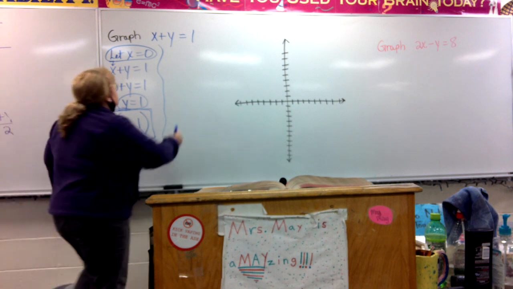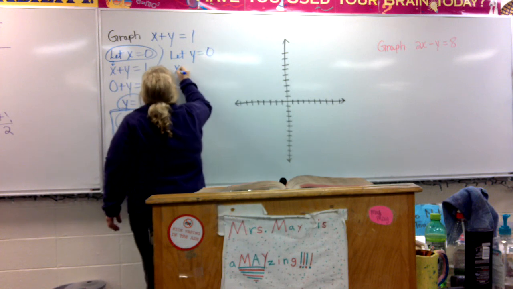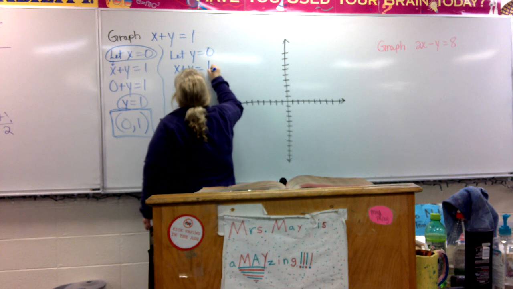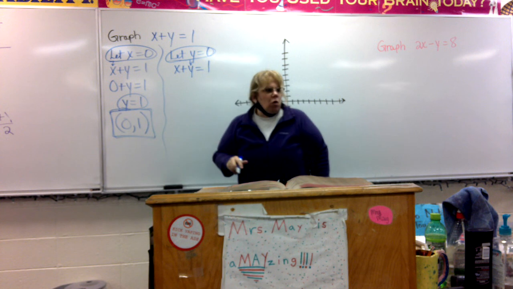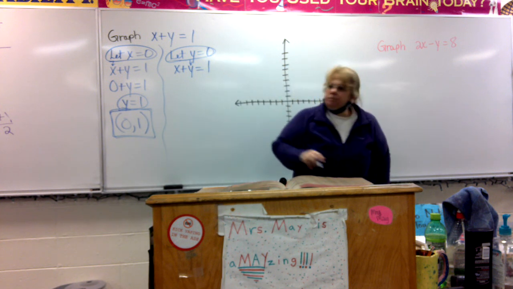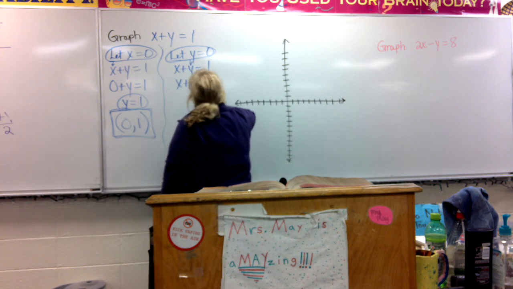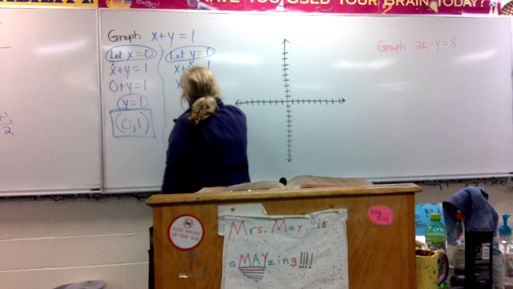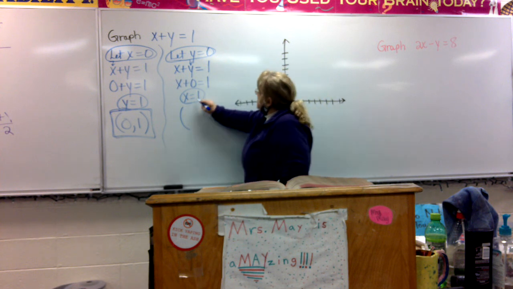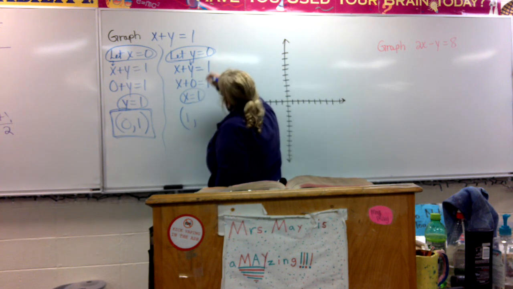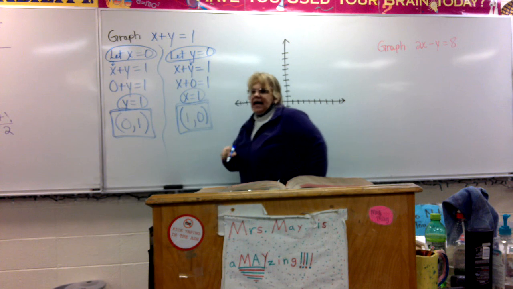So there's 1 point on my line. Now what do? Let y equal 0. Now I let y equal 0, and I take the same equation again, but now I plug in 0 for the y value, right? So x plus 0 equals 1. What does x equal? 1. So there's another ordered pair. Be careful: here's the x. X is 1. Y is 0. There's the other point on my line.